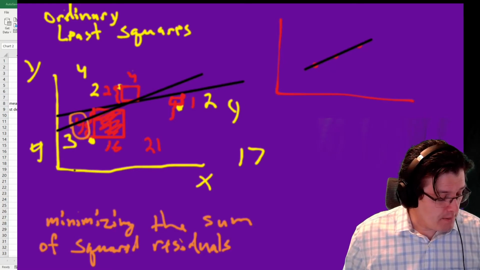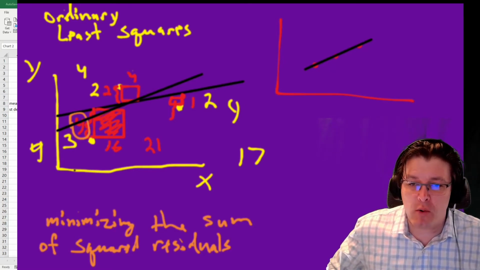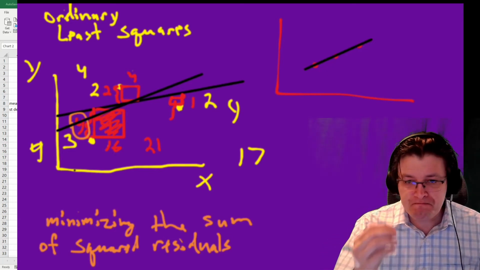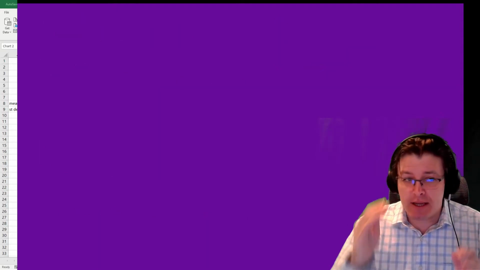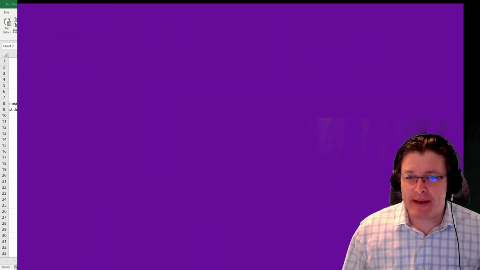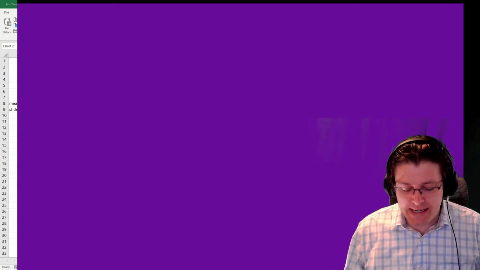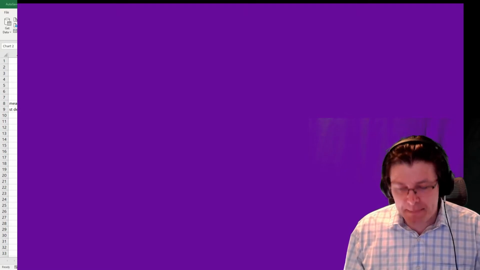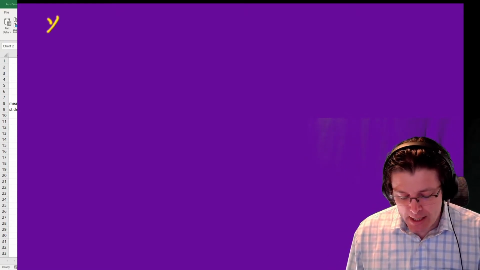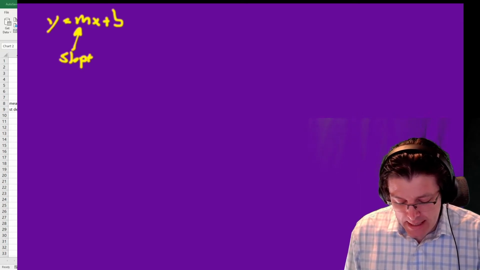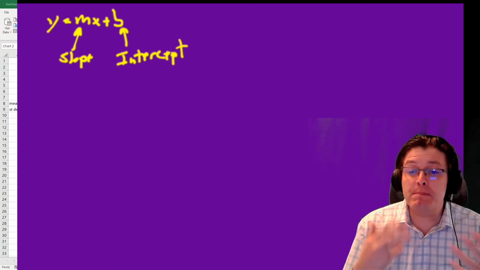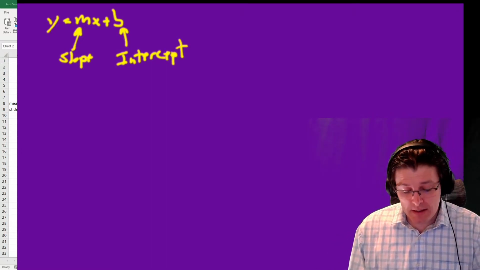So before we crunch this, and we can quickly crunch this for our milk and kids example, let's rehash a little bit what we need for a line. Rewinding all the way back to when we first learned lines, what you've typically seen is y equals mx plus b, where m is the slope and b is the intercept. And we need both the slope and the intercept to describe the line.